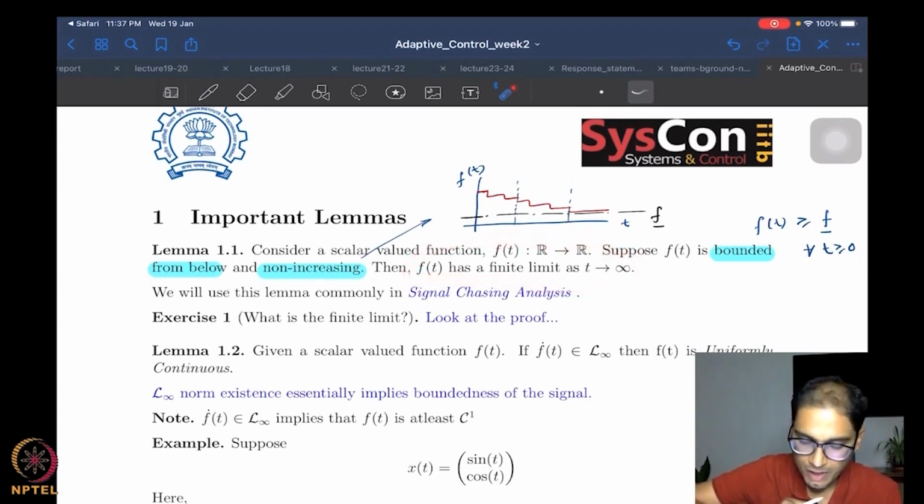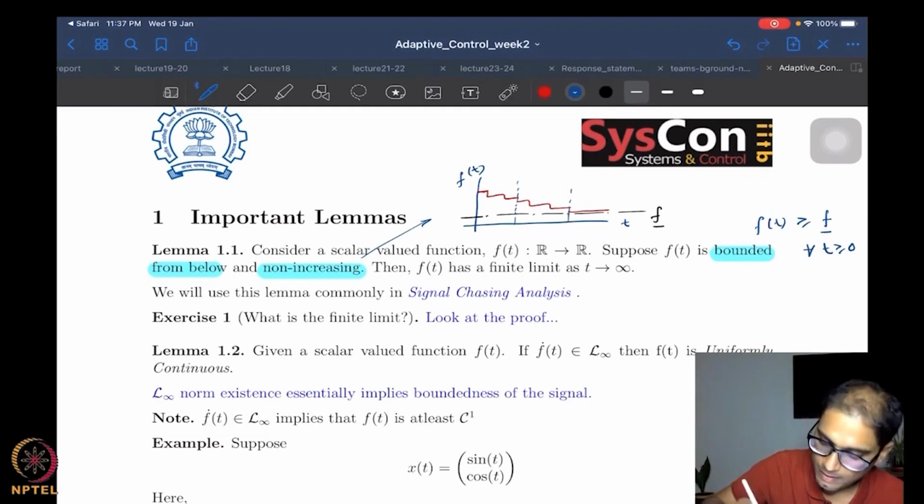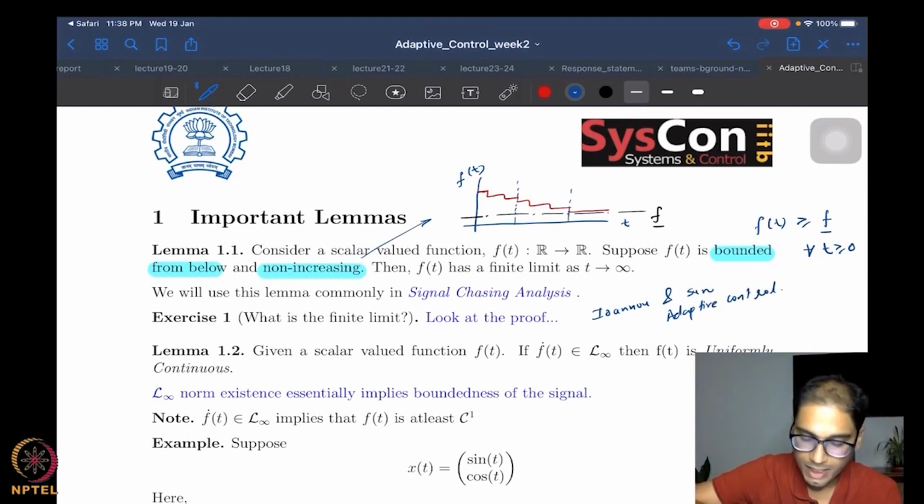So from this picture itself, it should give you some indicator as to what this finite limit is going to be. However, this is left as an exercise. This result is found in the book by Ioannou and Sun, Adaptive Control. I encourage you to look at the proof and actually see what this finite limit is. What do you think this finite limit is going to be?